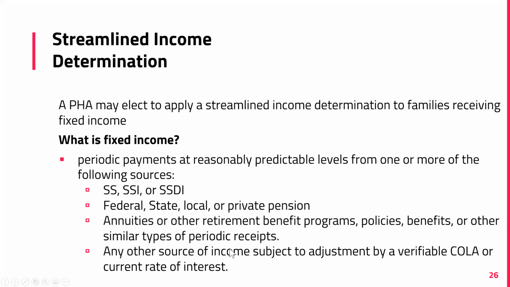So let's look at what fixed income is as far as the PH definition goes. They're talking about periodic payments at reasonably predictable levels from one or more of the following sources. As we know, they're talking about SSI or SSDI. They're talking about pension from federal, state, or local, or a private pension like the Boeing company or Microsoft, I believe, have pensions. They're talking about annuity, retirement benefit, or any other sources that is subject to adjustment by a COLA that is verifiable. So that's the main thing here, is it needs to be verifiable COLA.